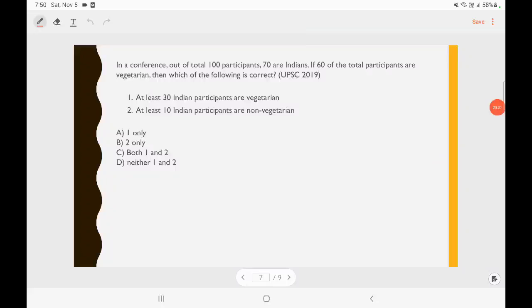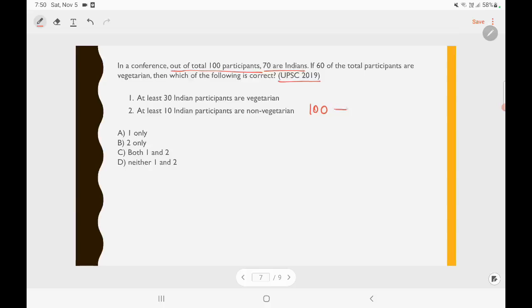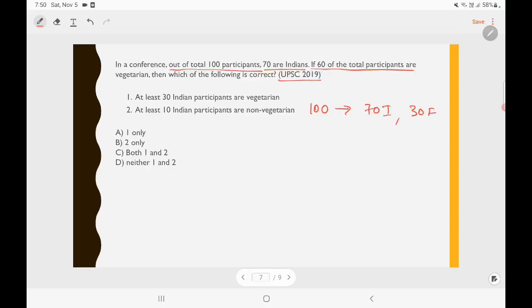So this is a UPSC 2019 question and this also has two kinds of data. So we have to approach it just like our previous question. Let's see the question. In a conference, total 100 participants are there. Of that, 70 are Indians and 30 are foreigners. If 60 of the total participants are vegetarian, so out of this 100, 60 are vegetarian and the remaining 40 will be non-vegetarians. So which of the following is correct?